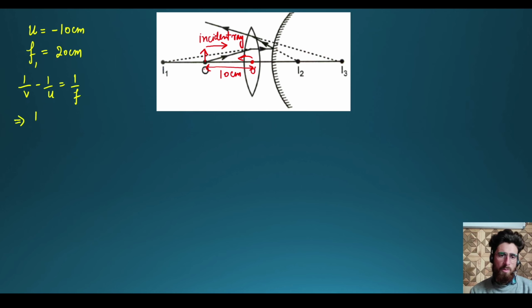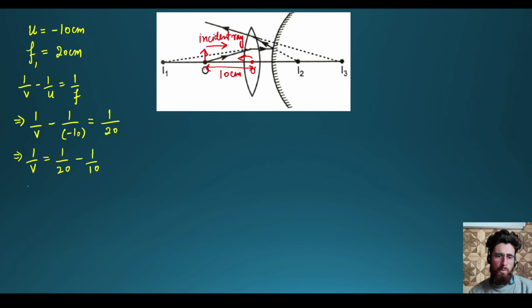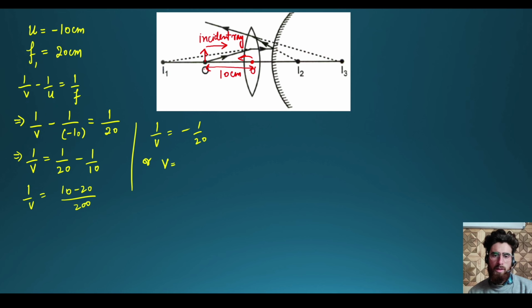Now, as per the lens formula, 1 upon V minus, what's the object distance? It's minus 10 centimeters. It's going to be equal to 1 upon F. What's the focal length? It's 20 centimeters. 1 upon V, it will be negative, and two negatives will be positive, and when taken to the other side, it will again become negative. 1 upon 20 minus 1 upon 10. Now 1 upon V comes out to be (10 minus 20) upon 200, and upon cancellation we get 1 upon V equals minus 1 upon 20, or we can write that V equals minus 20 centimeters. This is the first case.